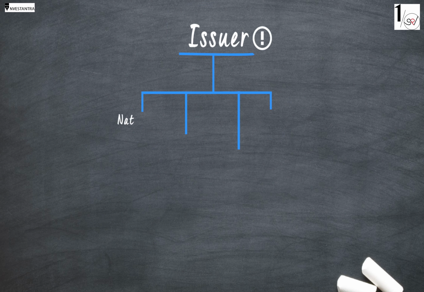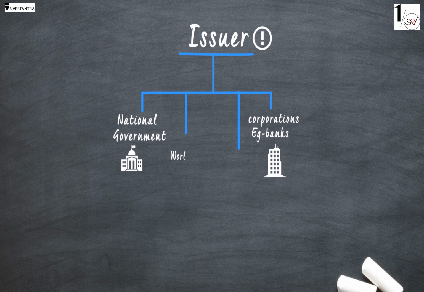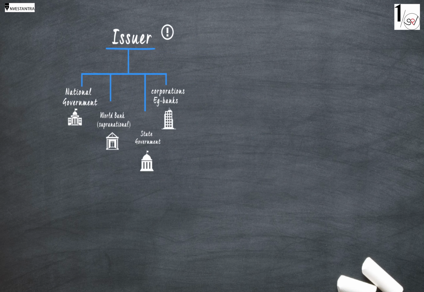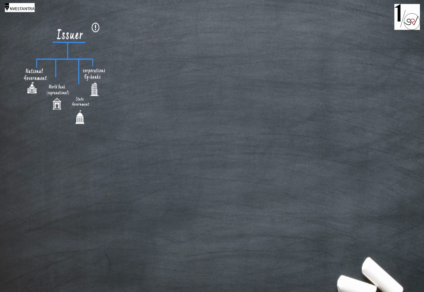Okay. Now let's understand what are the different types of issuers. National governments, corporations, banks, state governments. The CFA goes into a little more detail, but you just need to know, okay, these are the different types of issuers, right?